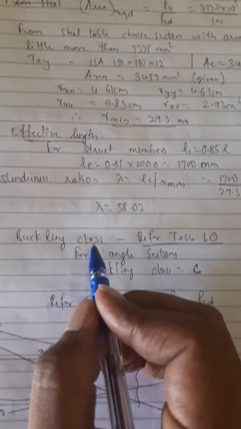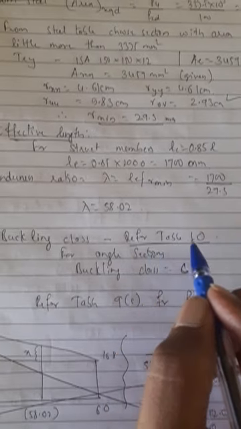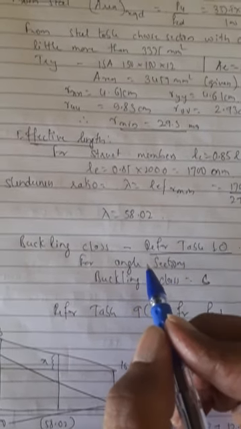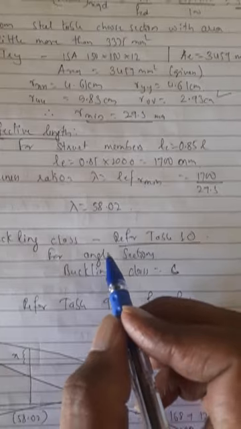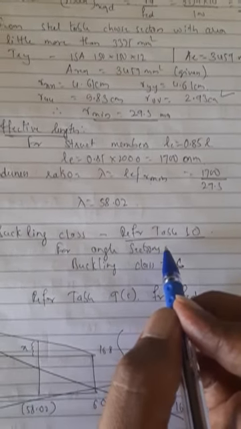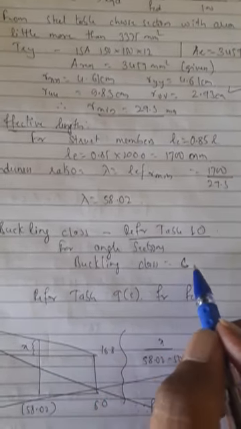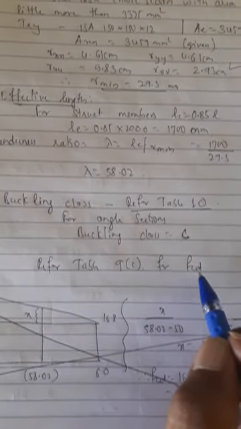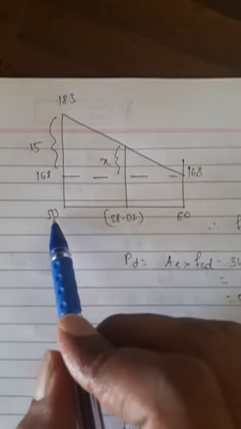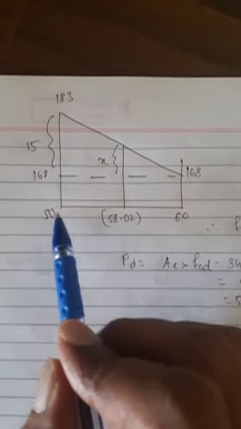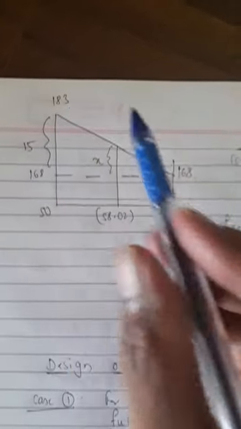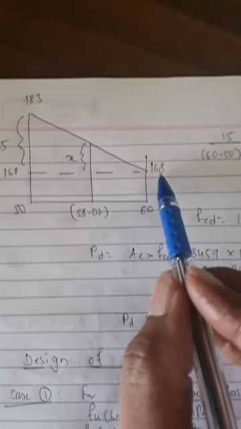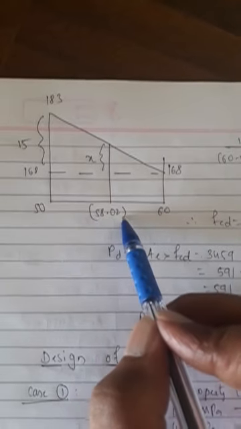Now buckling class. Remember for buckling class refer to table 10. Remember you are designing an angle section, not a built up section. For angle section if you refer again the buckling class is C. Now to calculate FCD refer to table 9C for FCD. From table 9C you get values like this. For lambda 50, FCD is 183. For lambda 60, 168. I need it at 58.02.